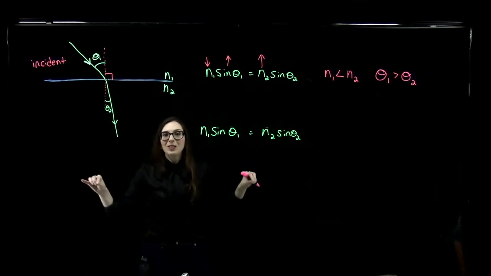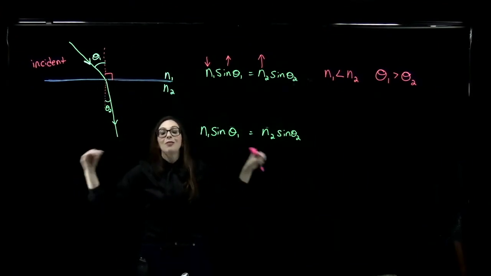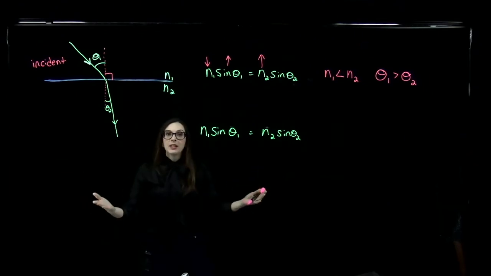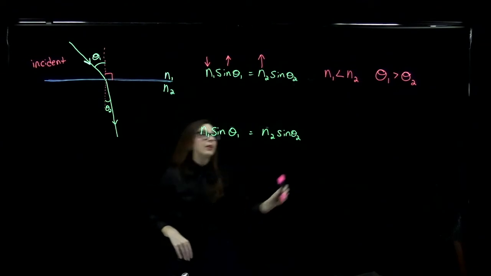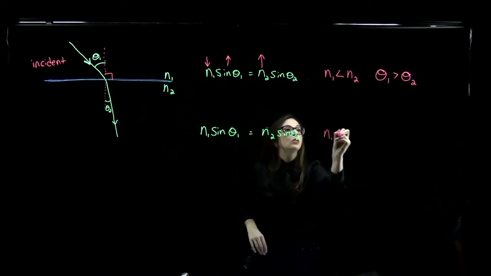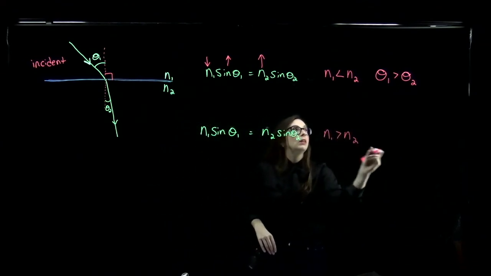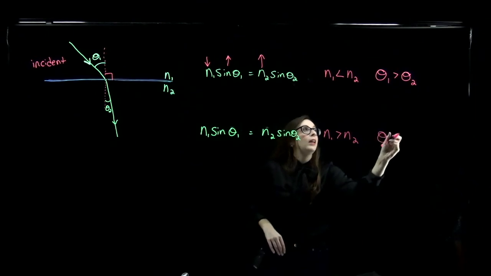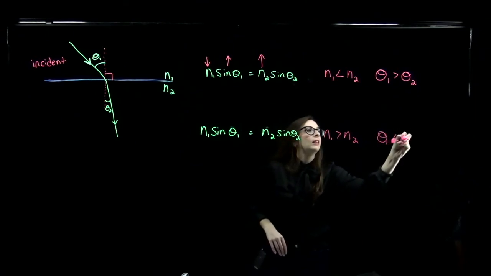And you can always use that to double check yourself when you're working on a problem. The opposite happens if N1 is greater than N2. So if N1 is greater than N2, that means that theta 1 has to be less than theta 2.